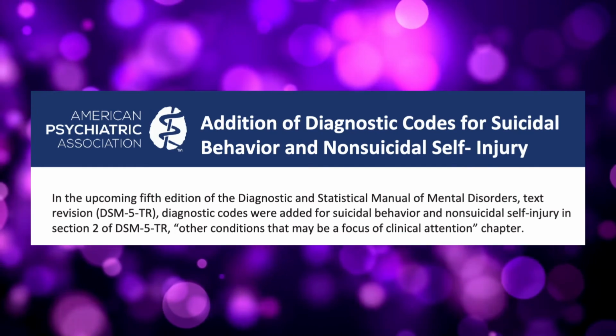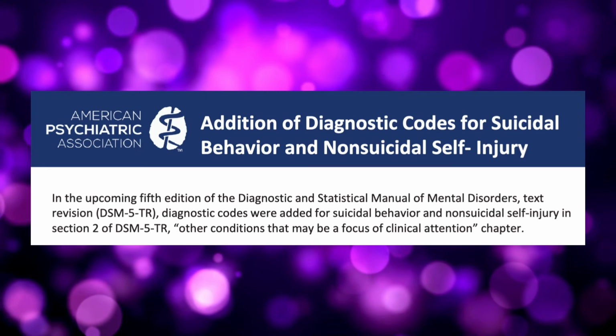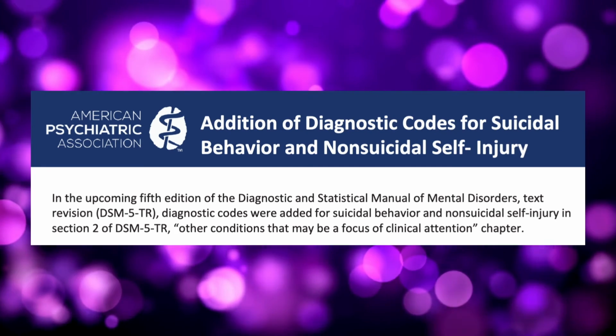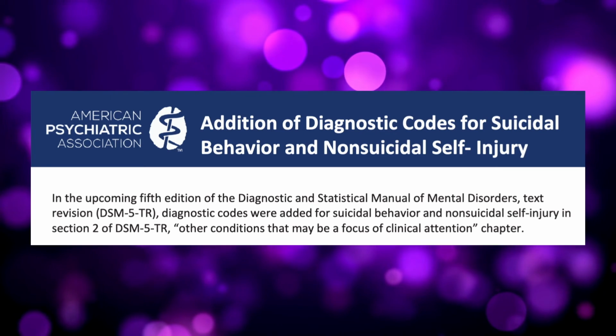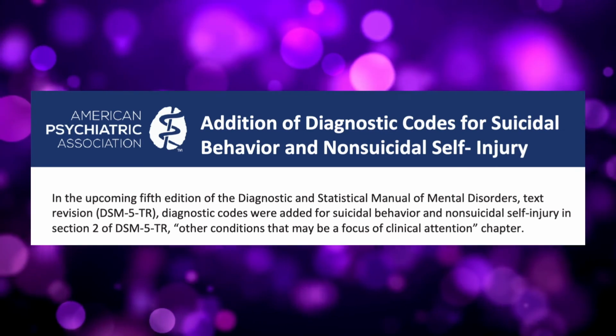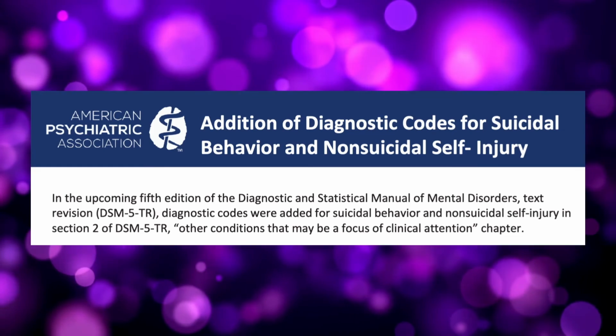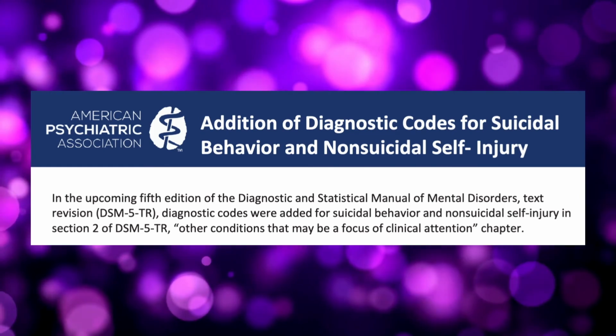In the upcoming 5th edition, DSM-5, text revision, diagnostic codes were added for suicidal behaviour and non-suicidal self-injury in Section 2 of DSM-5 TR, other conditions that may be a focus of clinical attention chapter. To me, it's absolutely appropriate to talk about this. Suicidal behaviours and non-suicidal behaviours really are quite common within the autistic community. That's just factual. You can look at surveys and studies and whatever you want to do. It's just factual. So that's where I think it's really important to have a quick look at some of the changes to this particular diagnosis and the rationale around them.